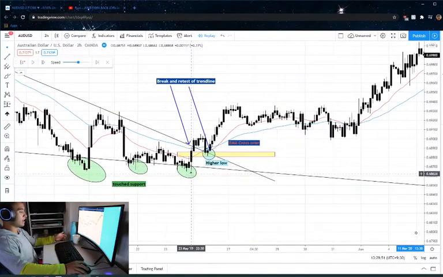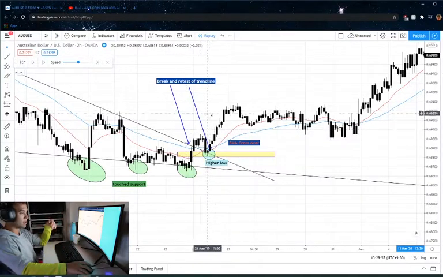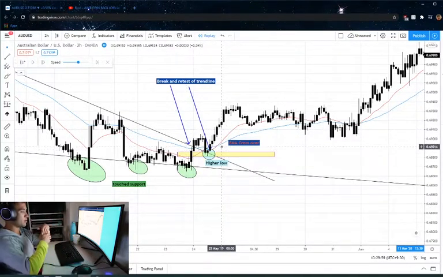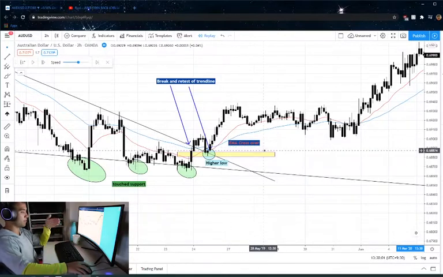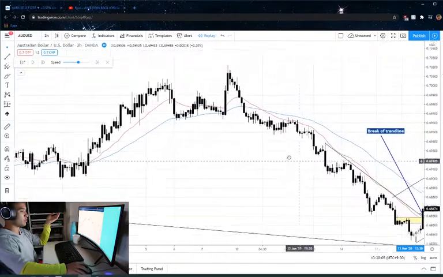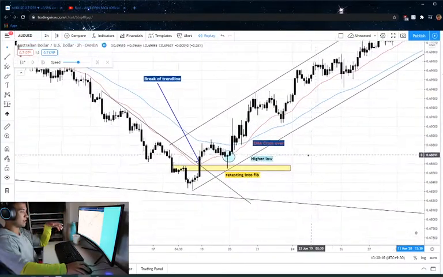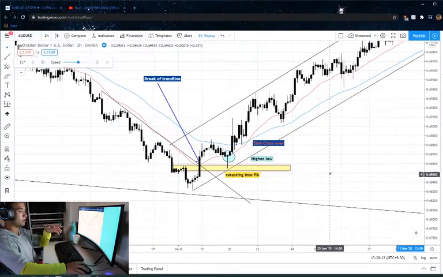It makes a leg up first, which breaks the support or the resistance line, before retracing into a fib zone, and then making its move up or down. Then the EMA crosses over, and then price continues. So that seemed pretty straightforward. By this time I started really understanding, okay, so this is very reoccurring.